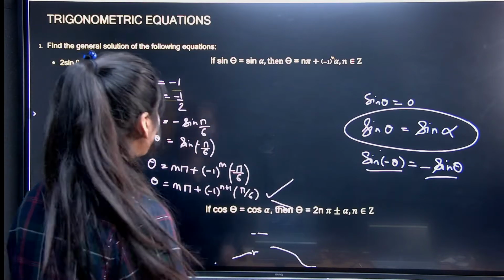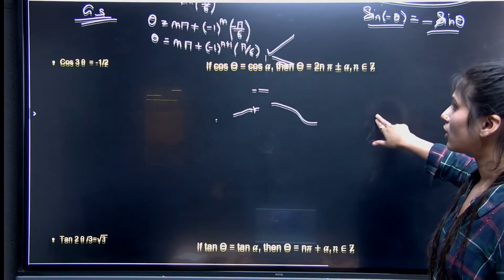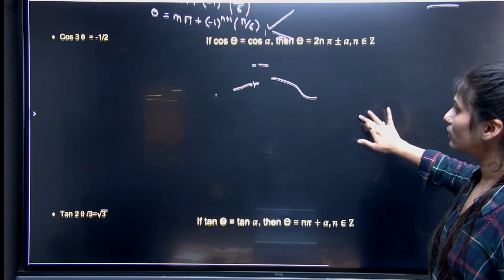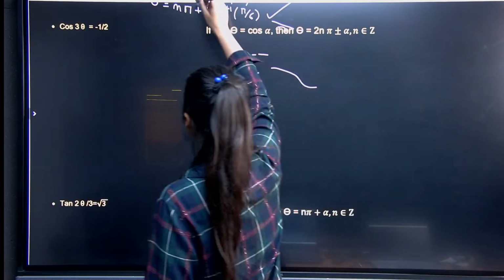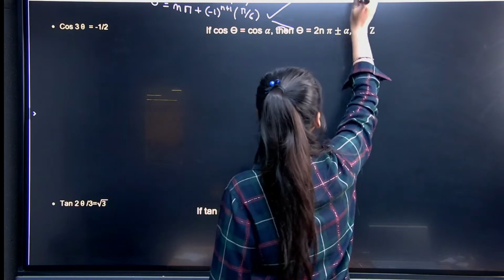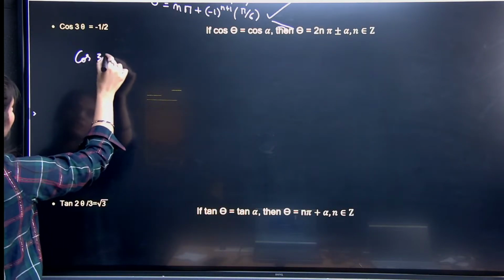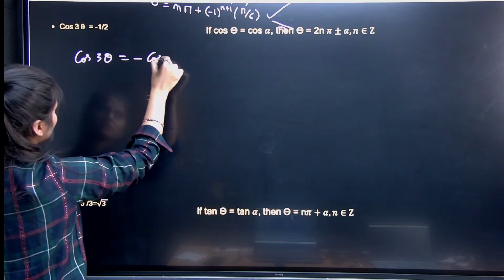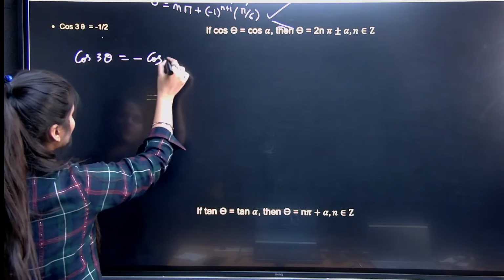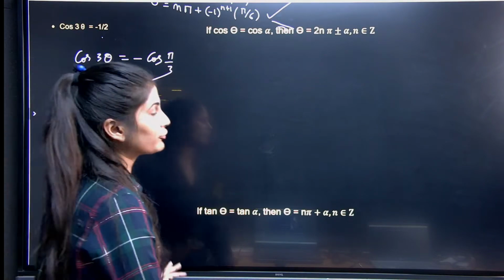Okay, so let's move on to the next question, that is cos 3 theta is equal to minus half. Now this is cos. Okay, so we have to apply quadrant rule. So cos 3 theta is equal to minus cos 60, so it is minus cos pi by 3. Now in this question you have to apply quadrant rule.